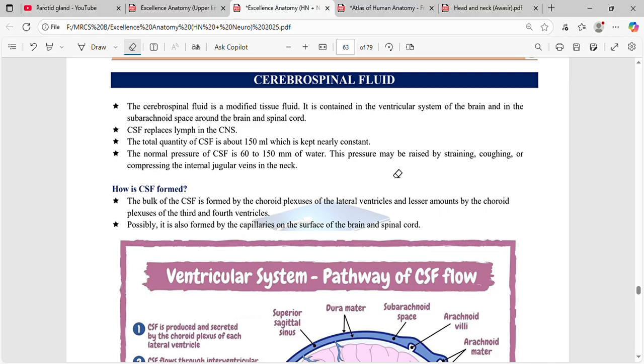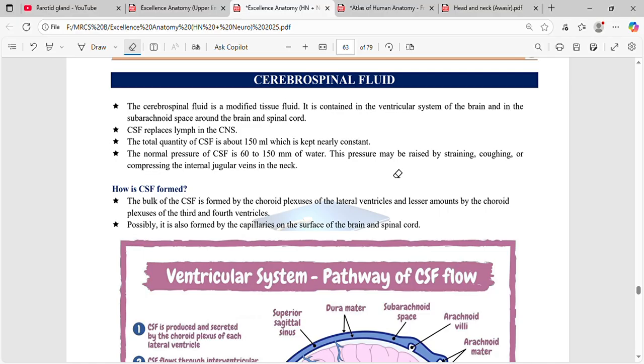CSF replaces lymph in the CNS. In the rest of the body, we have lymph, which collects the filtered plasma or extra fluid from the body in the third space. Wherever there is accumulation of fluid in the third space, it is collected by lymphatic vessels and brought back into the vascular system or vascular compartment. The same goes for the brain as well, but in the brain the system is a bit different, which is called cerebrospinal fluid instead of lymph, and there is a separate space for it.